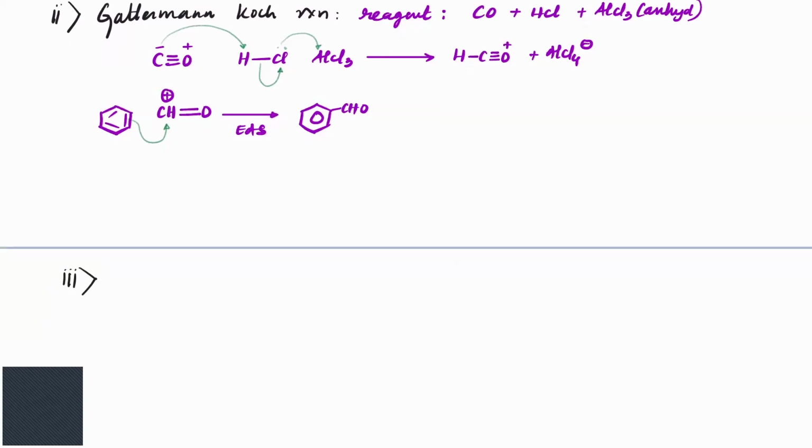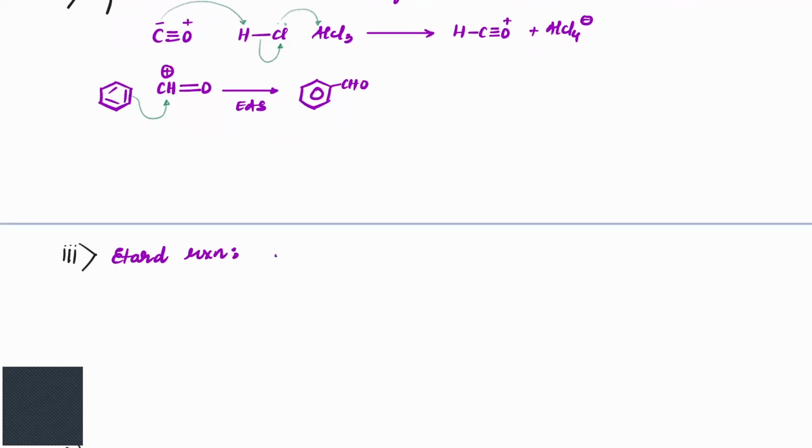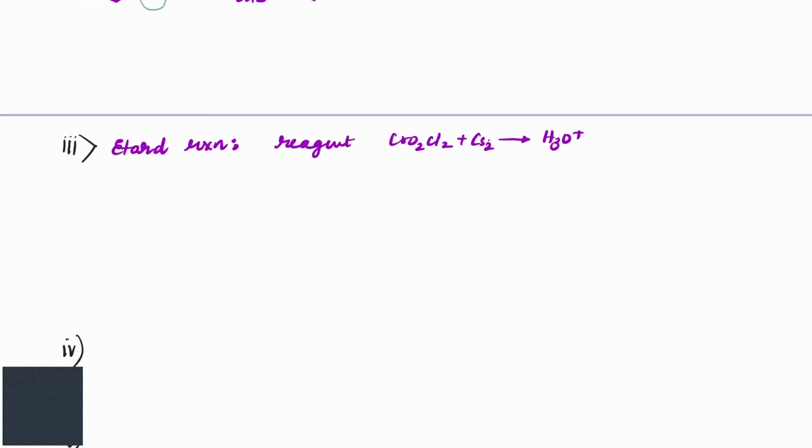Next, the third reaction here is called the Etard reaction. The reagent that we use here is chromyl chloride in CS2, followed by hydrolysis. So the reaction works when we have a toluene here.